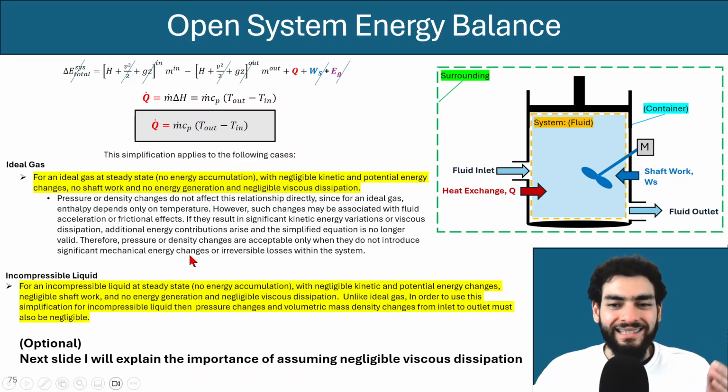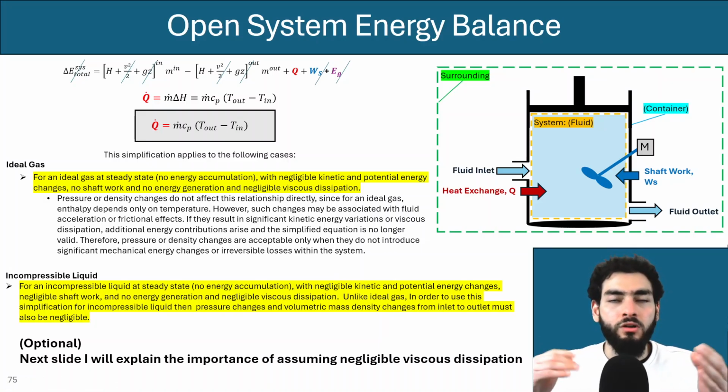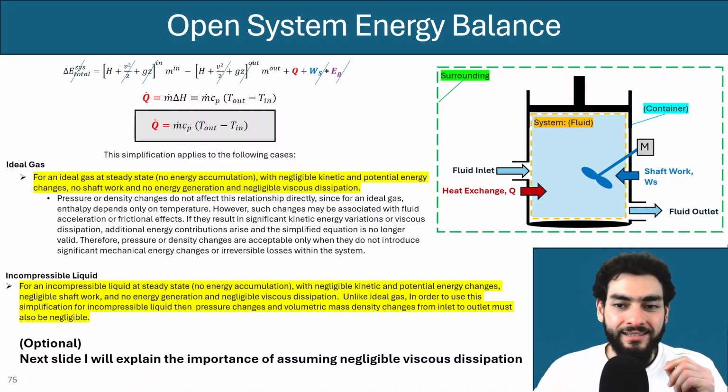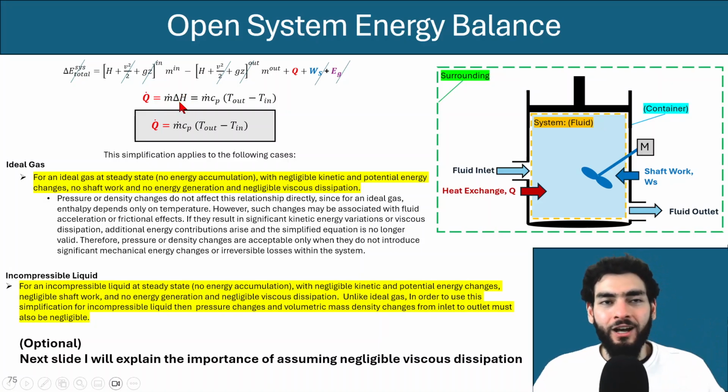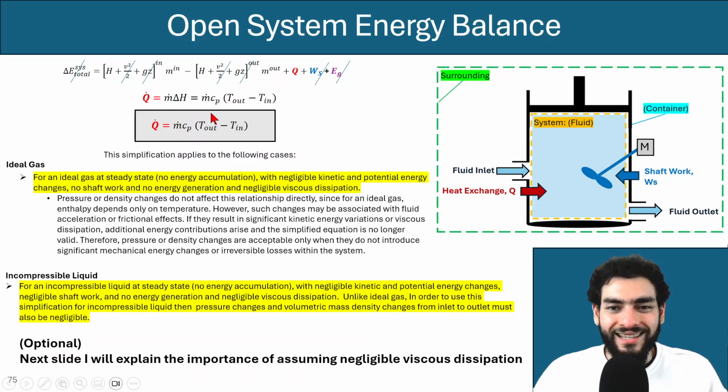Therefore, pressure or density changes are acceptable only when they do not introduce significant mechanical energy or irreversible losses within the system. And when I talk about negligible viscous dissipation, you'll get to understand this more. Okay, so for incompressible fluids, you could also apply this simplification. And the simplification is really just from using or having to know the enthalpies of the liquids at the inlet and the outlet states, and you could just use this simplification, mCpΔT.